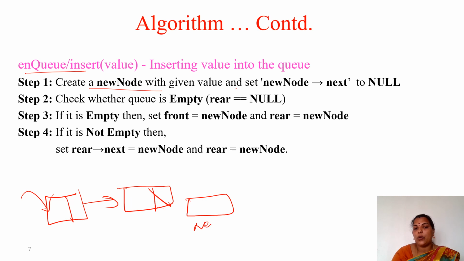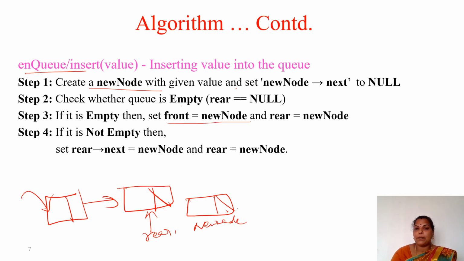Now this is the new node, and we are making this new node's next point to null. And then we are checking whether Q is empty. Q is empty in the sense rear equal to null. If rear equal to null, then Q is empty. But here rear is not empty. So then what we need to do is we have to make front equal to new node.